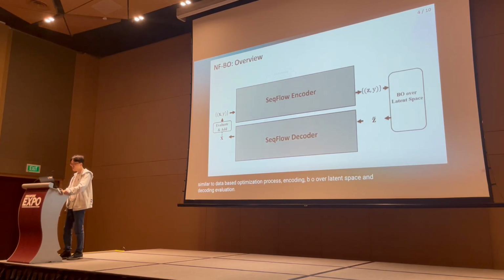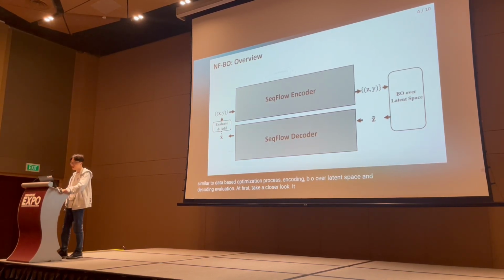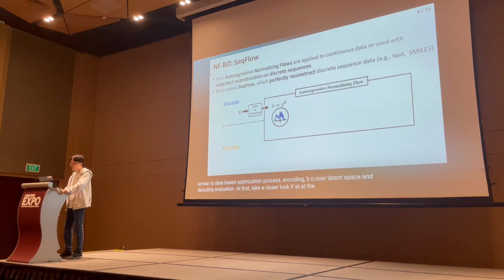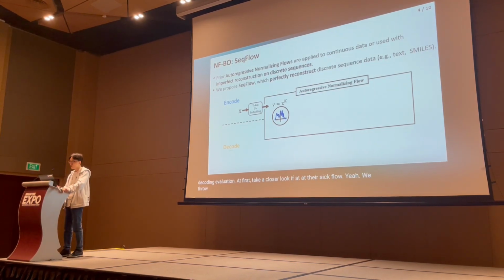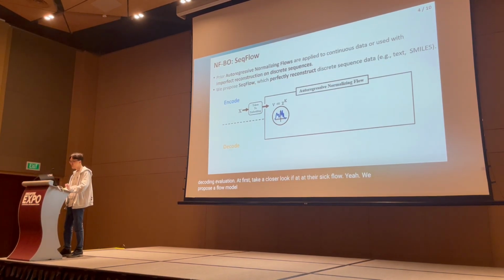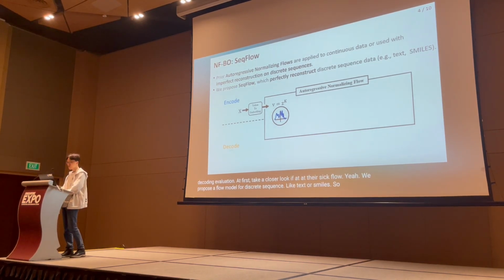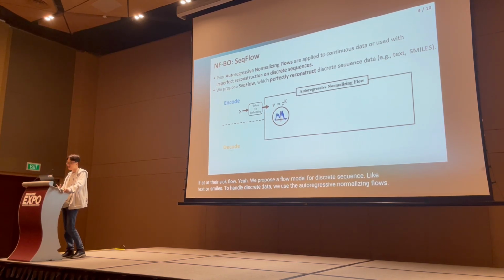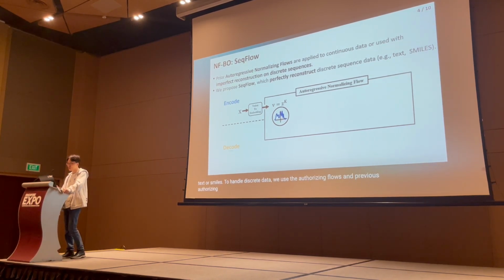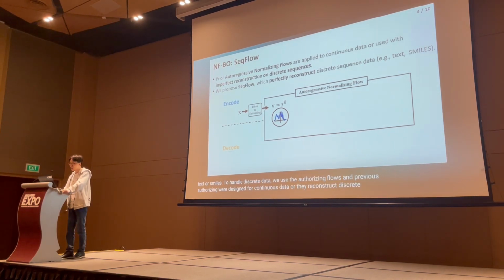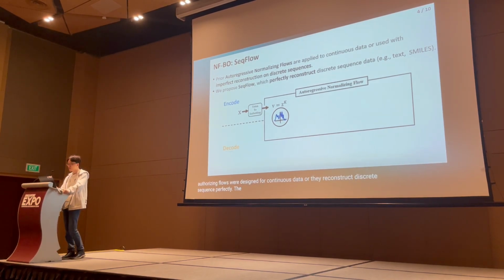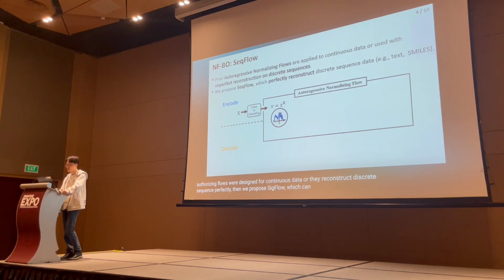At first, let's take a closer look at SeqFlow. We propose a flow model for discrete sequences, like text or SMILES. To handle discrete data, we use autoregressive normalizing flows. Previous autoregressive normalizing flows were designed for continuous data, or they couldn't reconstruct discrete sequences perfectly. So we proposed SeqFlow, which can perfectly reconstruct discrete sequences.